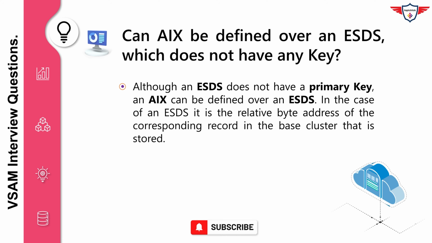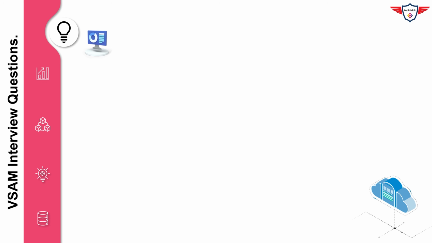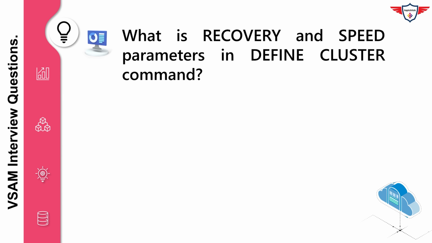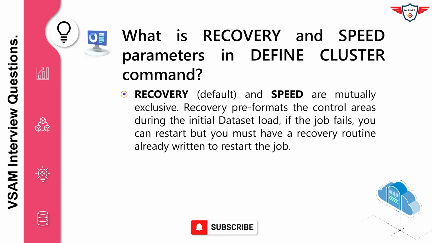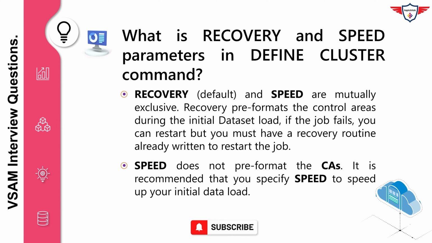What are recovery and speed parameters in the define cluster command? Recovery, default, and speed are mutually exclusive. Recovery pre-formats the control areas during the initial dataset load. If the job fails, you can restart, but you must have a recovery routine already written to restart the job. Speed does not pre-format the CAs. It is recommended that you specify speed to speed up your initial data load.